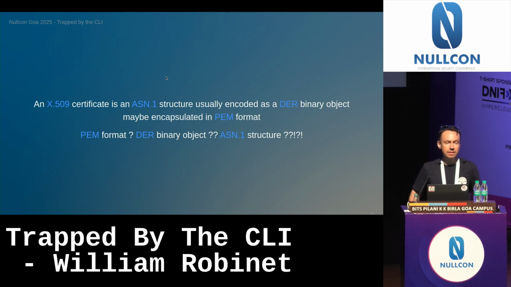So basically, we will work with X509 certificates. You probably know them. They are used for SSL and TLS connections all around the web, so it's pretty common. So what is an X509 certificate? Basically, it's just an ASN1 structure that has been encoded using a binary format such as DER, which can then also be transported using PEM. So what are all those acronyms?